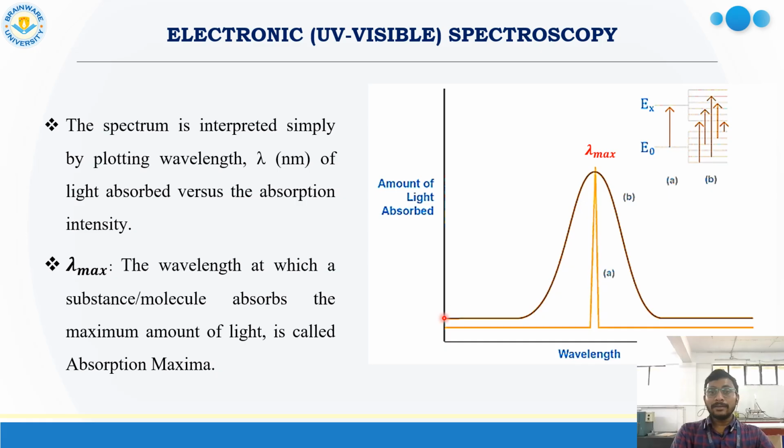Now this is what a UV visible spectrum looks like. We are giving some ultraviolet or visible light, and that light is absorbed by the molecule. As I said, the light absorption occurs at a particular wavelength. There is a particular wavelength where the molecule absorbs the maximum amount of light. That wavelength is called the absorption maximum, represented as lambda max.